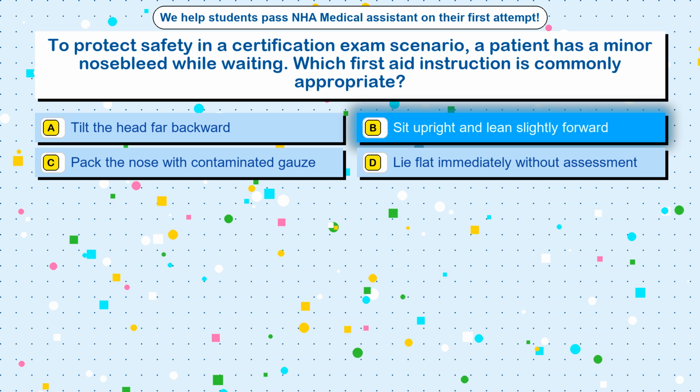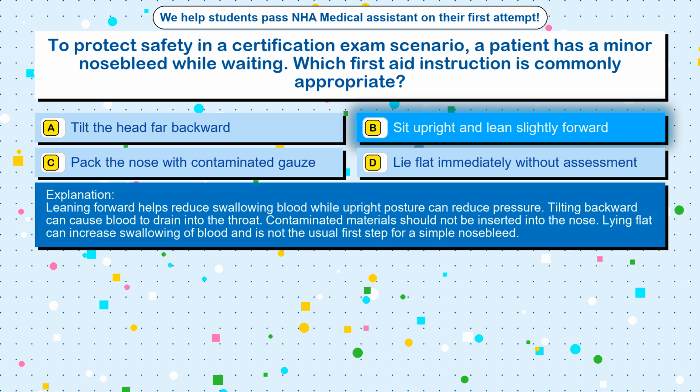Sit upright and lean slightly forward. Leaning forward helps reduce swallowing blood while upright posture can reduce pressure. Tilting backward can cause blood to drain into the throat. Contaminated materials should not be inserted into the nose. Lying flat can increase swallowing of blood and is not the usual first step for a simple nosebleed.